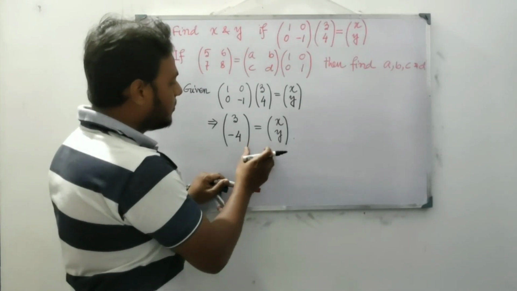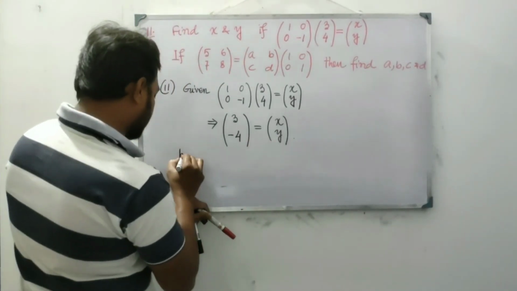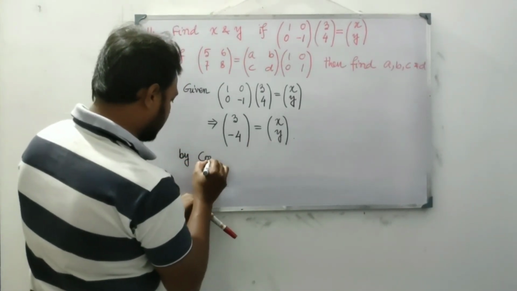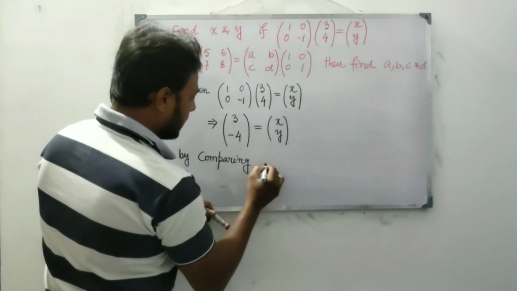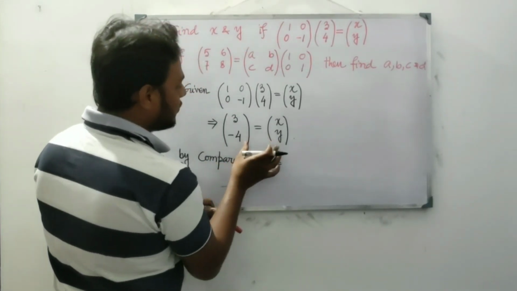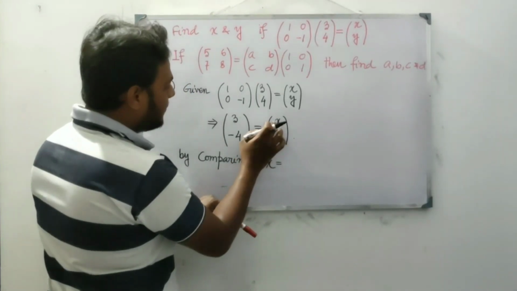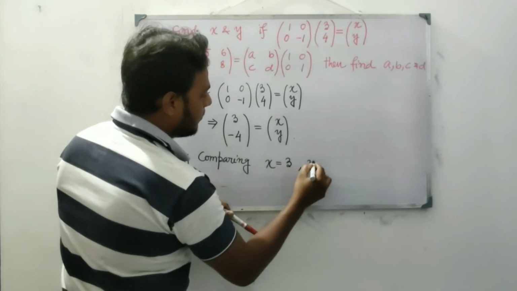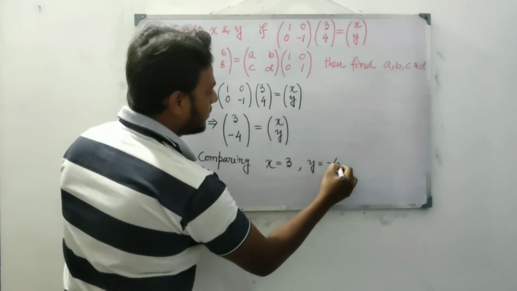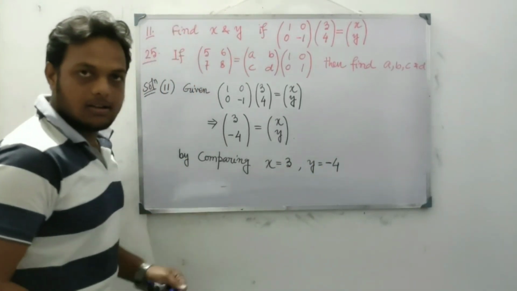Now compare these two. So by comparing, x equals, obviously since these two matrices are equal, x means this and y means this. x equals 3 and y equals -4. This completes the solution. Understood?